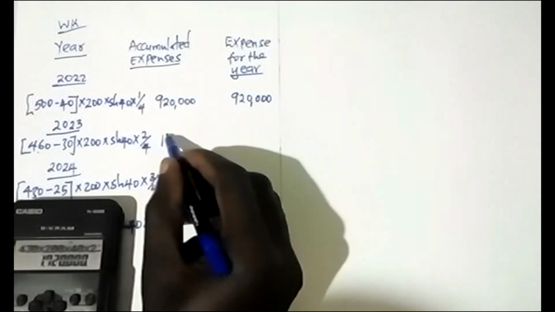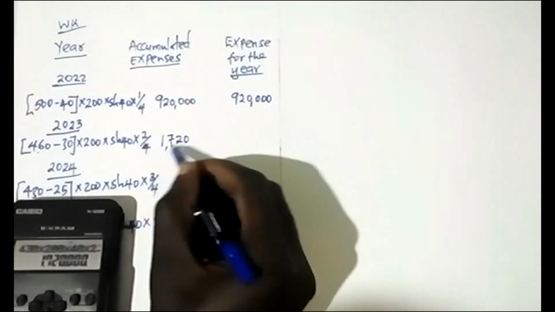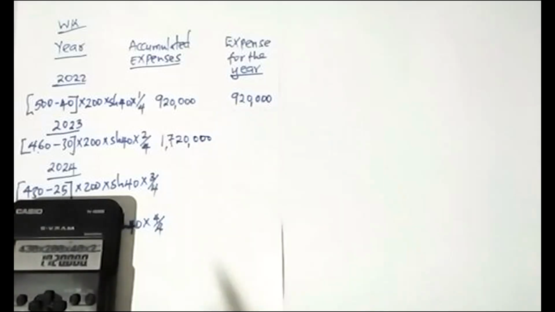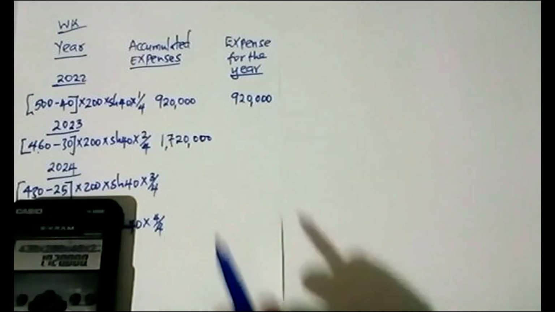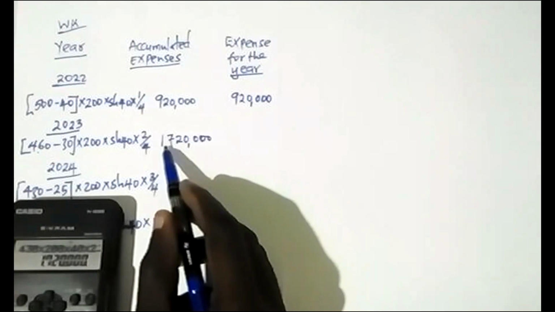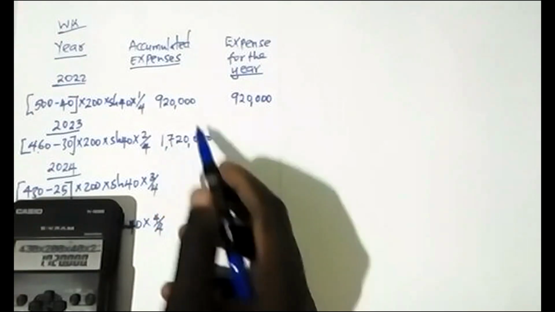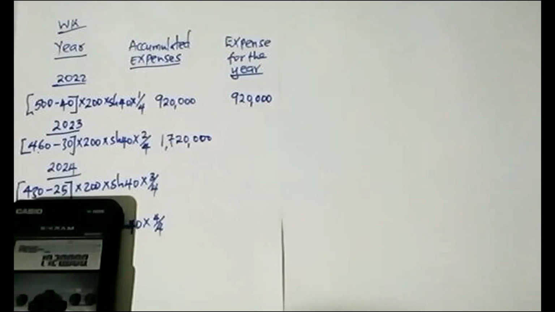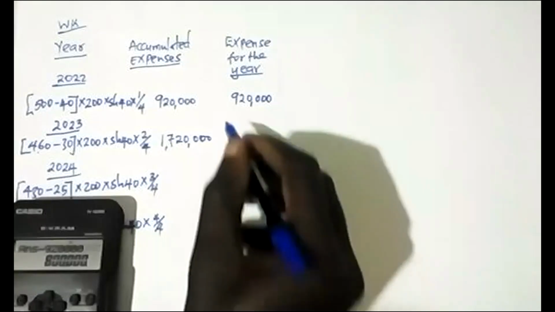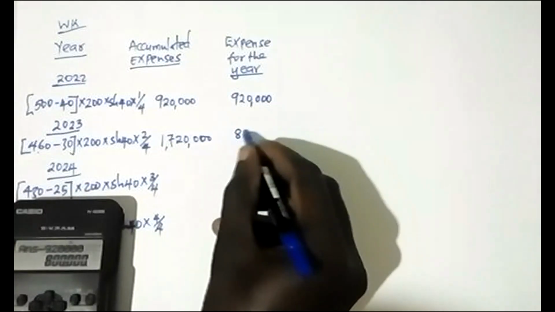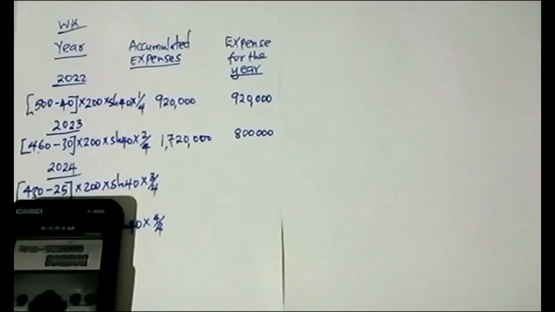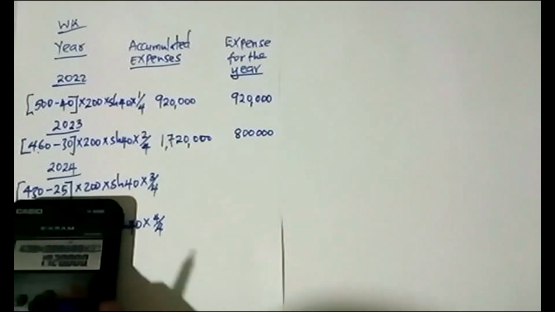172,000, 1,720,000. So that is 1,720,000. So for you to get the expense for the year, you will take 1,720,000 minus the 920. So you get 800,000. So that is the expense for the year. I think you are getting that one.